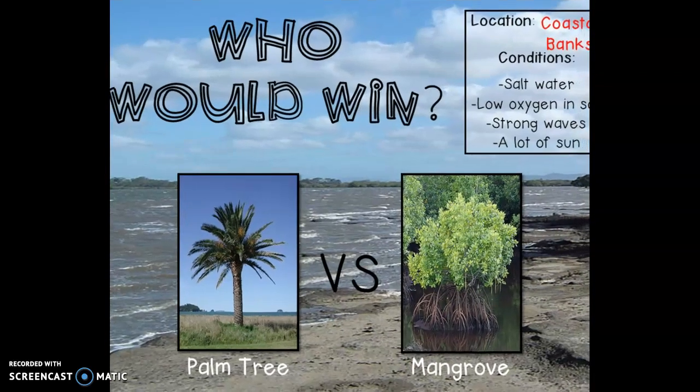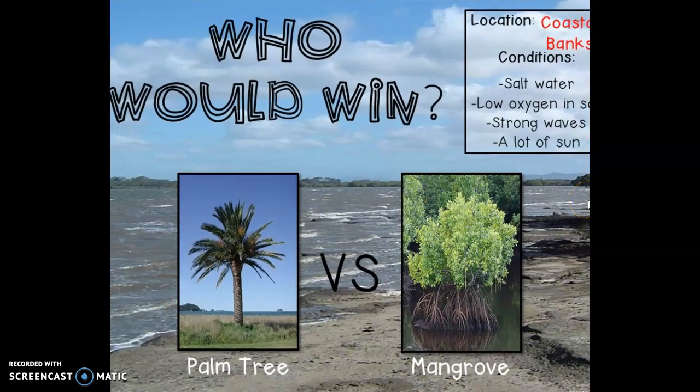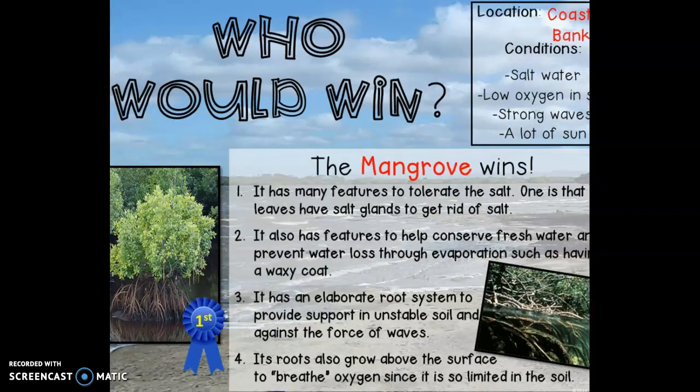Who will win? The palm tree or the mangrove? Take a moment to jot down your thoughts. You're right, the mangrove wins. The mangrove lives along the coast of Georgia. It can survive in salt water. It can survive in soil that is low in oxygen. It can survive in strong waves, and it can take the hot sun.